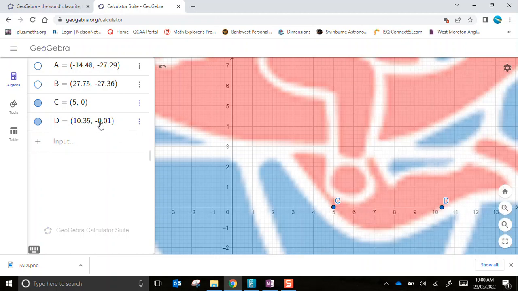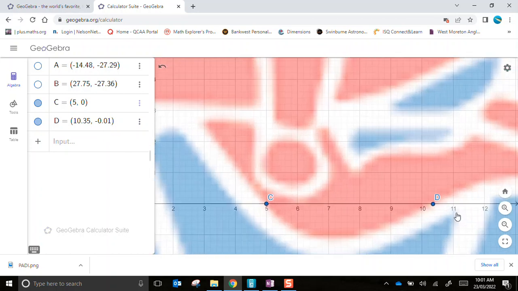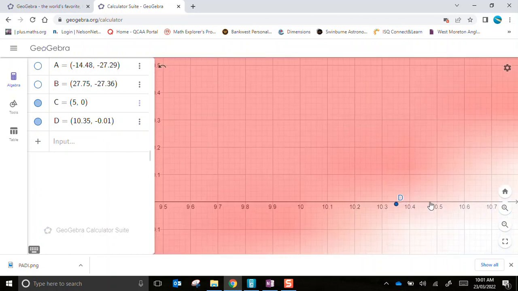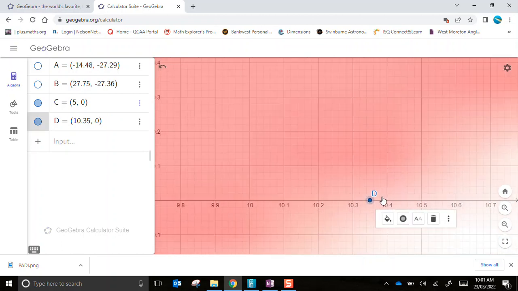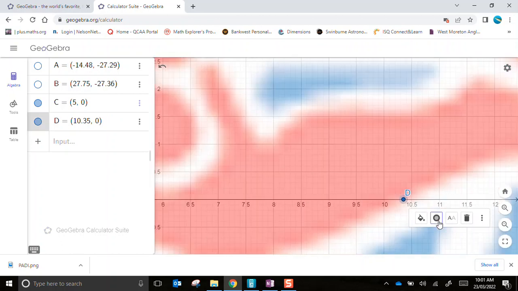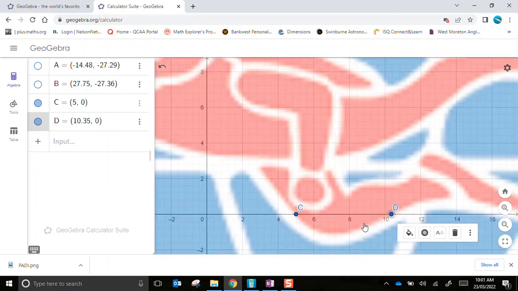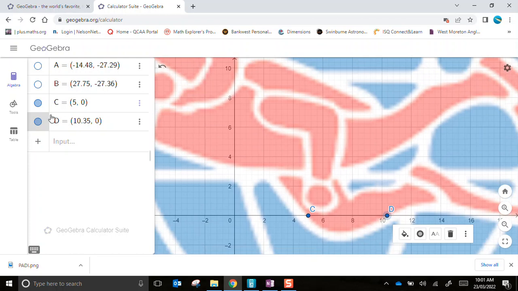Now, my second point, point D, is not quite on the axis, so I'll have to zoom right in here. Yes, it's a little bit low, wasn't it? So I might just shift it to there. And it's a bit of a guess between where the red stops and where the white starts. So once I've zoomed out, that looks all right. So there's my 2 points, 5 and 10.35.